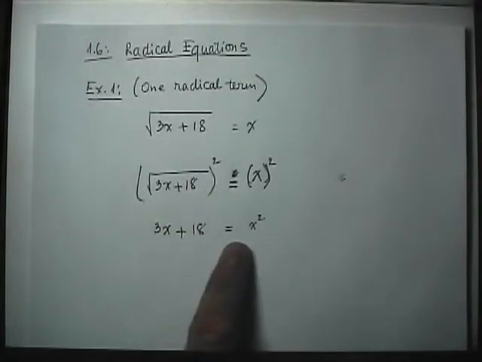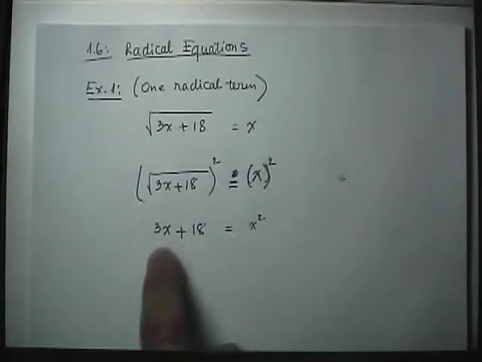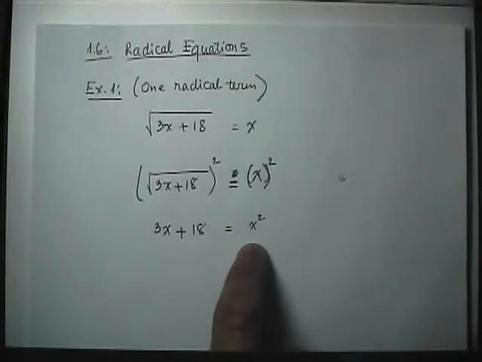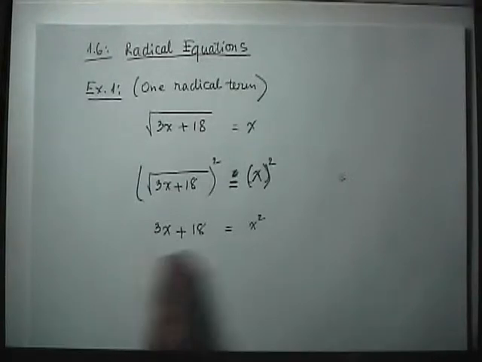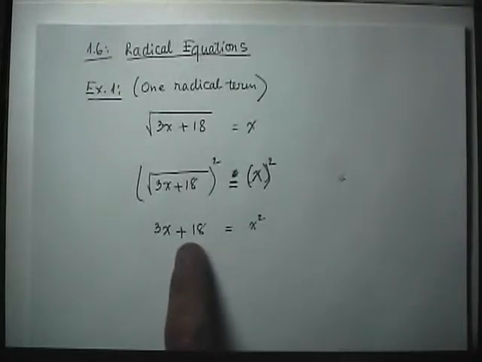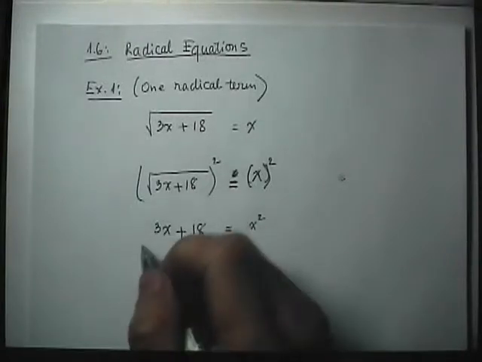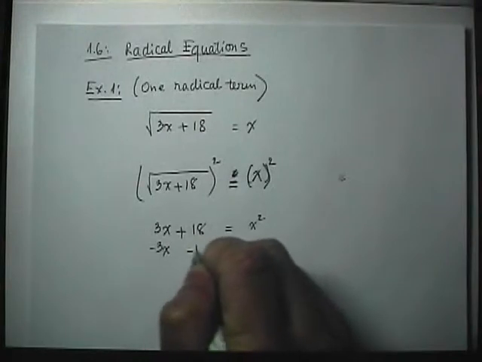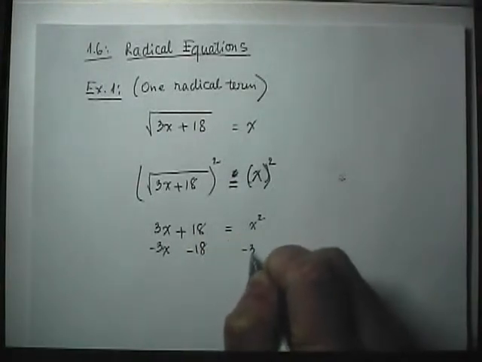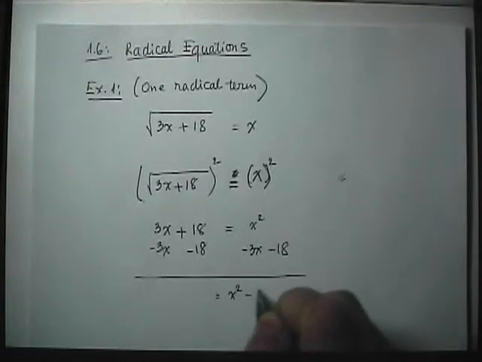If you look at this final equation that we have just finished, this current equation right now, that is a quadratic equation. All you have to do now is simply rearrange the terms so that you can start solving it. So now I prefer to keep my squared term positive, so I'm leaving the x squared on the right-hand side. I'm going to subtract 3x and subtract 18 from both sides. And that is going to leave me x squared minus 3x minus 18 equals 0.